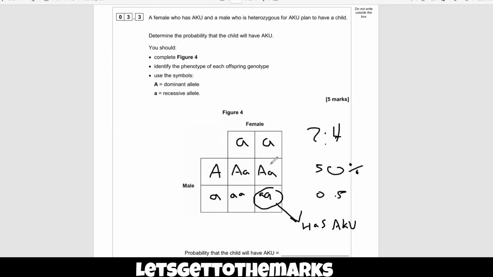And this person is just a carrier. I probably just have to identify the AKU person. So this is a carrier. This person has AKU. So there's a 0.5 probability that they will have AKU.